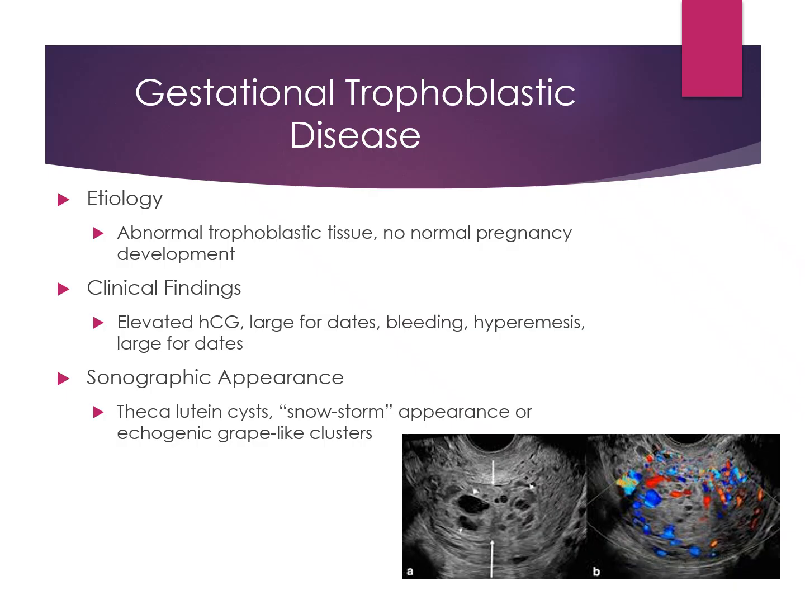And it creates this kind of snowstorm or grape clusters within the center of the uterus. We get some increased blood flow in there. And when measured, the gestational sac is going to be very large for dates. Mom is going to be bleeding. We're going to have some hyperemesis, and if you remember, that's extreme nausea and vomiting during pregnancy. And so we're just going to document this as possible trophoblastic disease.